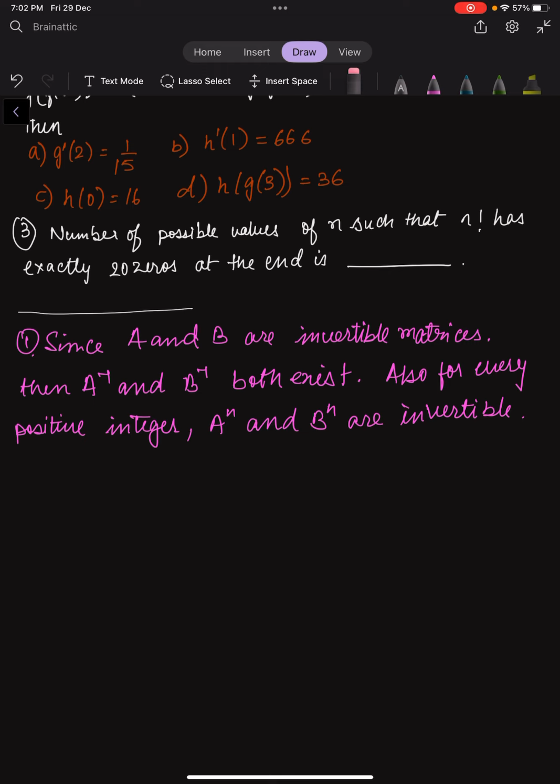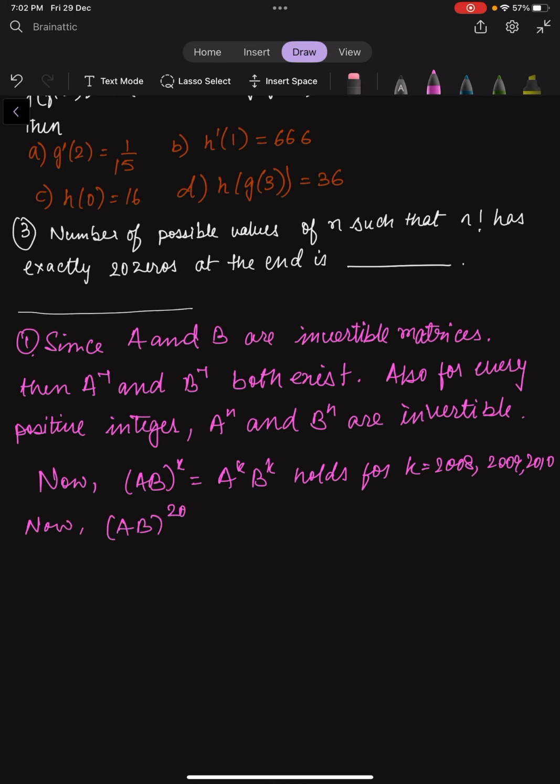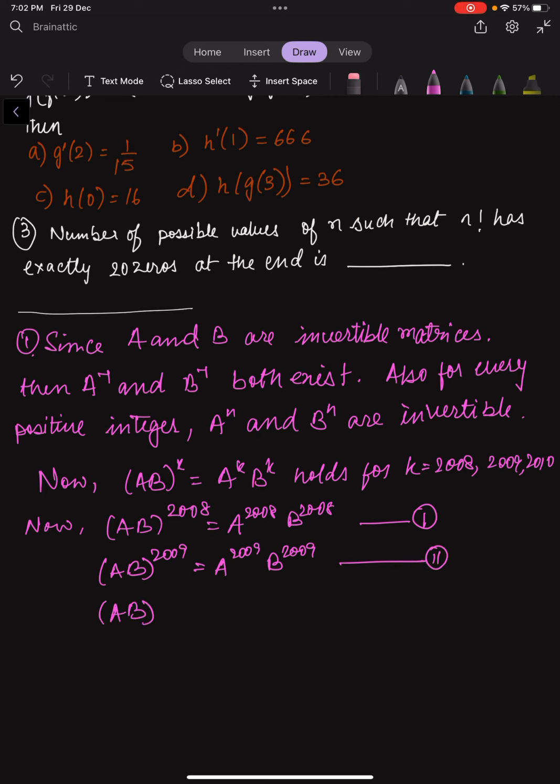Now (AB)^k is equal to A^k B^k holds for k equal to 2008, 2009, 2010. Now (AB)^2008 is equal to A^2008 B^2008. Let this be equation 1. Again (AB)^2009 is equal to A^2009 B^2009, and let this be equation 2. Finally we have (AB)^2010 which is equal to A^2010 B^2010, let this be equation 3.